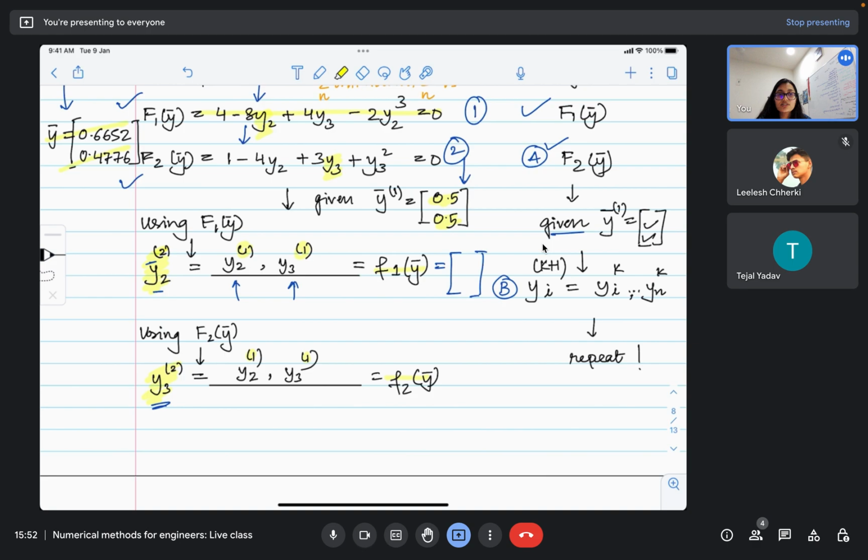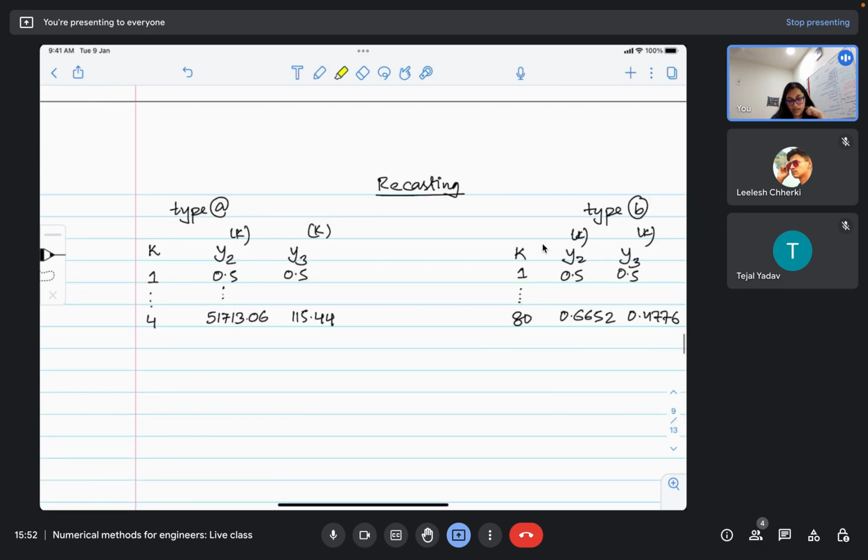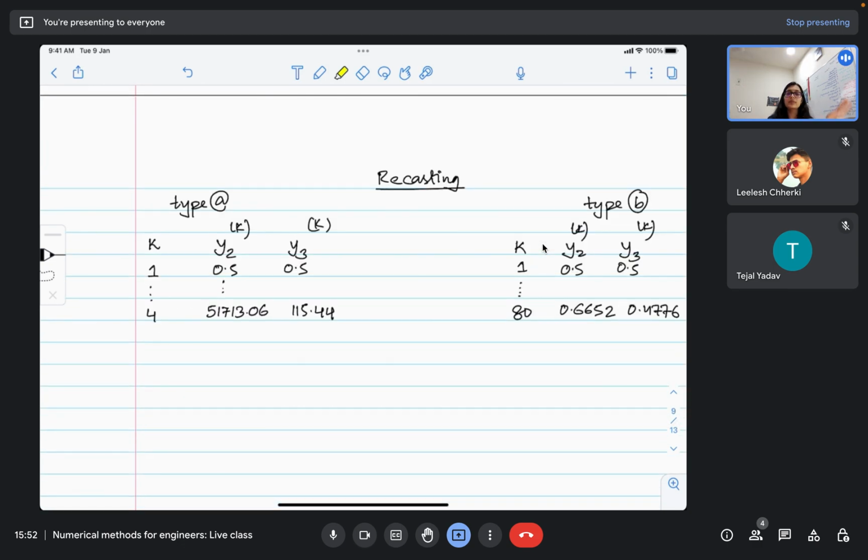Tejal, Leelesh, anyone? No, ma'am. Okay, you just go through this, because it's just a photocopy of the single one, and get back to me in the doubt forum. Then I'll see if I can explain your doubts better.